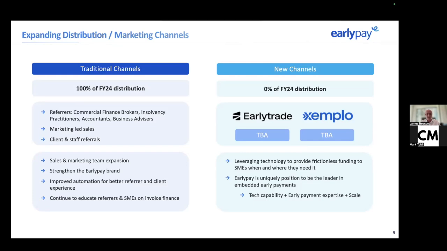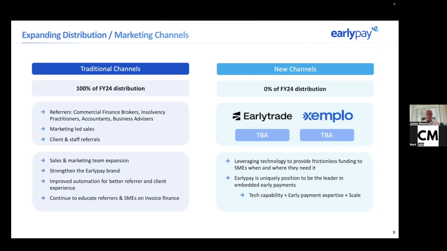Also, given the economic backdrop, insolvency practitioners and business advisors are also a growing source of referrals. And we're doing a better job of marketing to those guys as well, which is contributing more than it has in the past to our new originations.